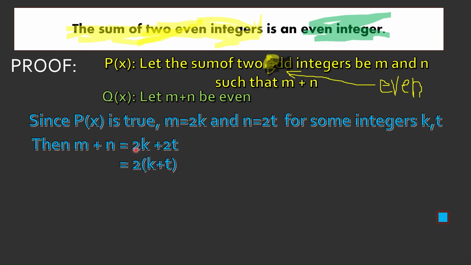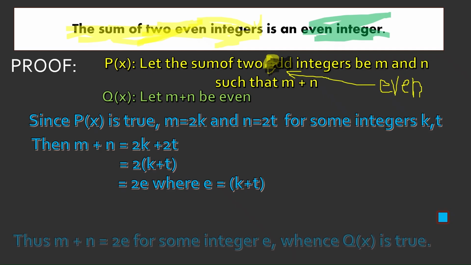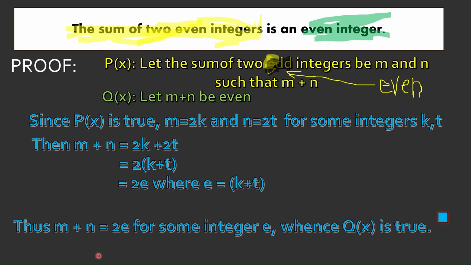Then we're going to combine like terms. All right, we're going to factor out the 2. And then we bring in a special variable. Okay, so in this case, we're using e. We say it's equal to 2e, where e is equal to k plus t. And finally, we'll say thus m plus n is equal to 2e for some integer e when Q of x is true. And that's how you solve and prove by direct proof that the sum of two even integers is an even integer.